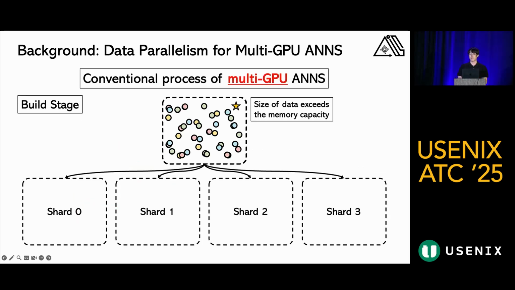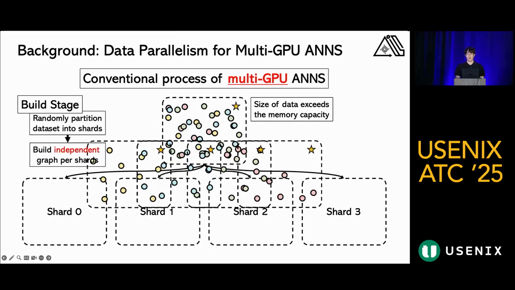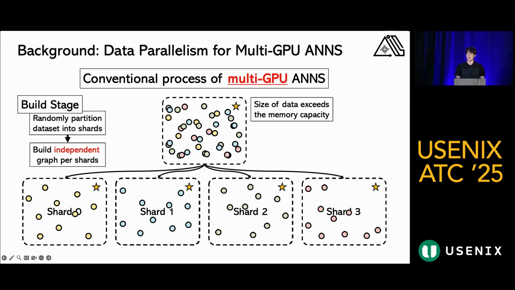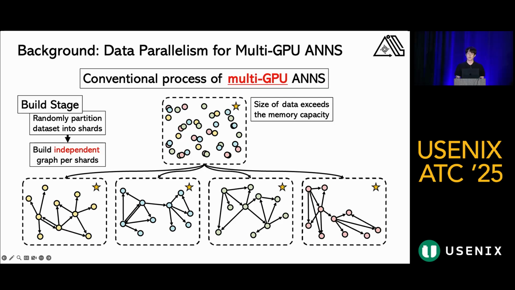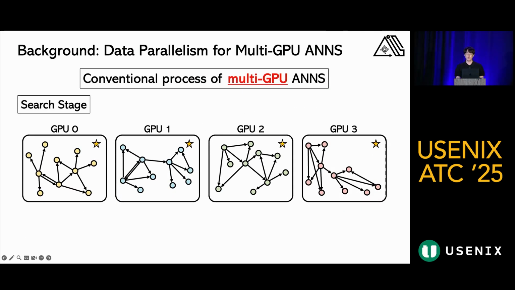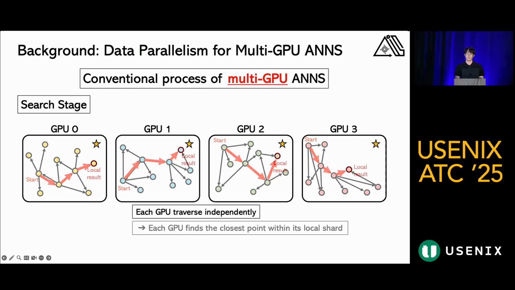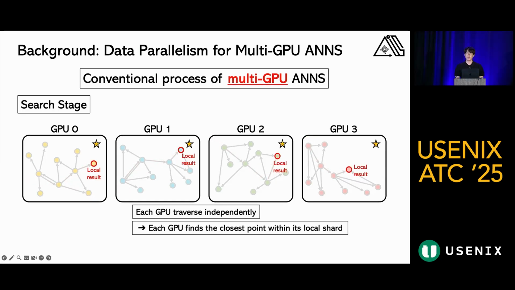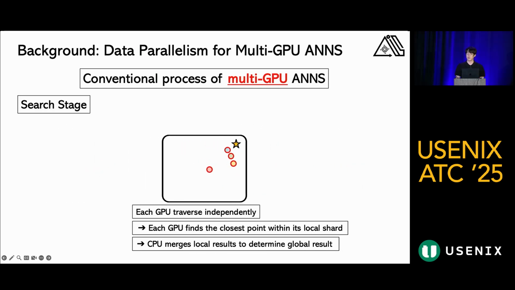Next, I will explain the conventional process of multi-GPU ANNS. In multi-GPU ANNS, during the build stage, the dataset is randomly partitioned into multiple shards, and each shard builds its own independent graph. At the search stage, each GPU independently traverses its assigned shard using the same graph-based search process we discussed earlier. Then, each GPU finds a local result within its local shard. Finally, the CPU merges the results to determine the global result.